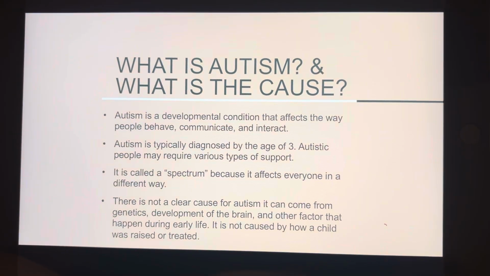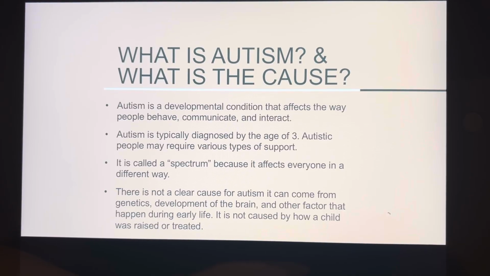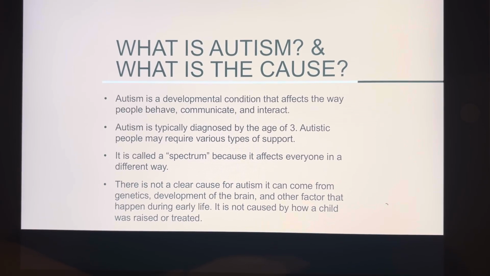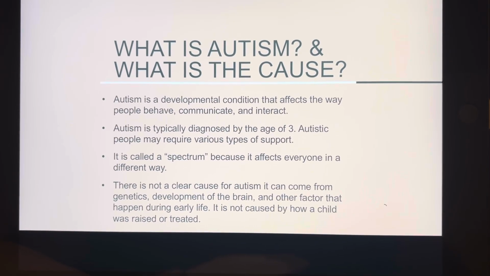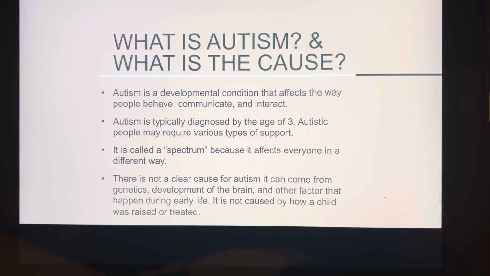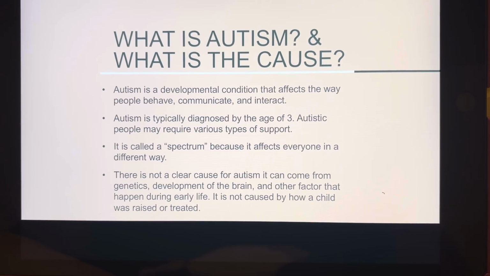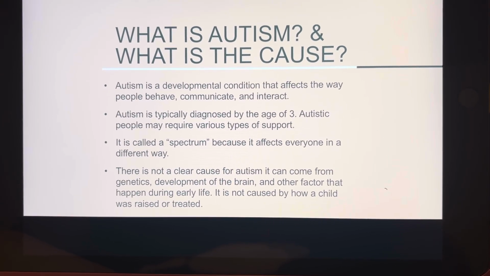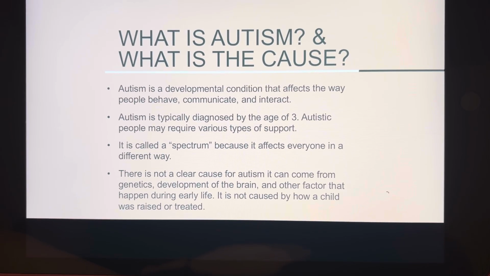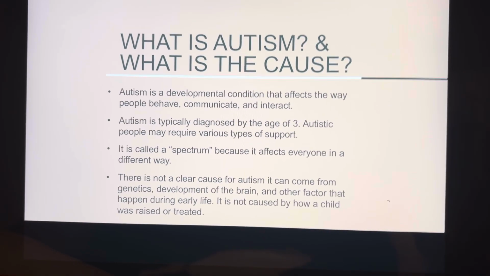Here on my first slide, what is autism and what is the cause? Autism is a developmental condition that affects the way people behave, communicate, and interact. Normally, it's diagnosed by the age of 3. Autistic people may require many different types of support. It is not clear what causes autism, but it can come from genetics, development of the brain, and other factors that may happen early during life. It is not caused by how a child is raised or treated.